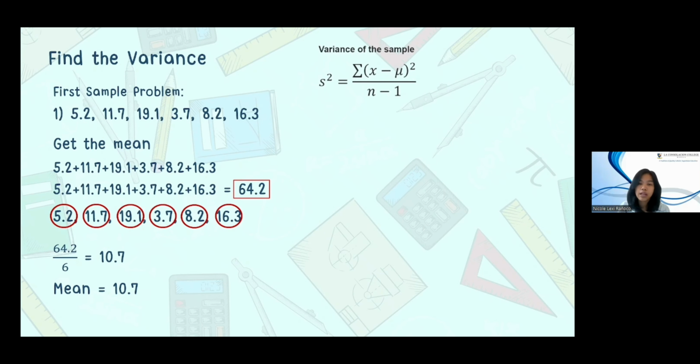Since we are looking for the variance of the sample, we will use this formula, which is s squared is equal to the summation of the quantity of x minus mu, squared, over n minus 1.